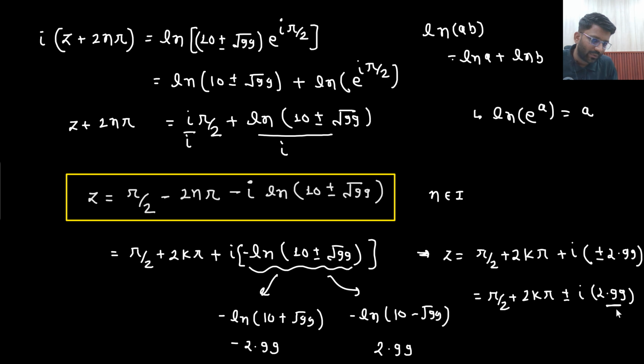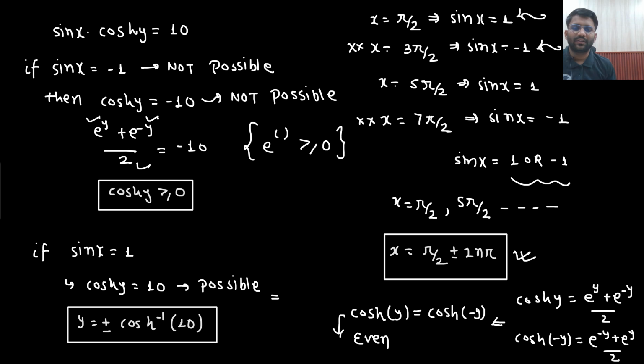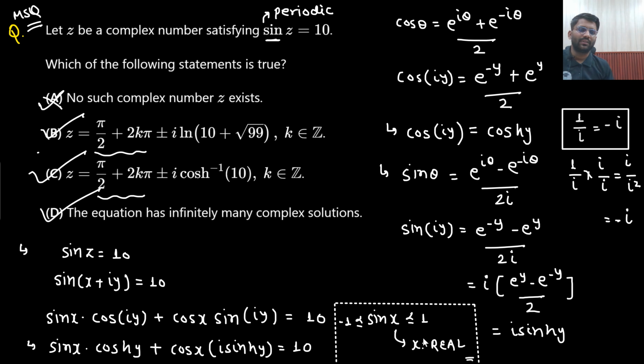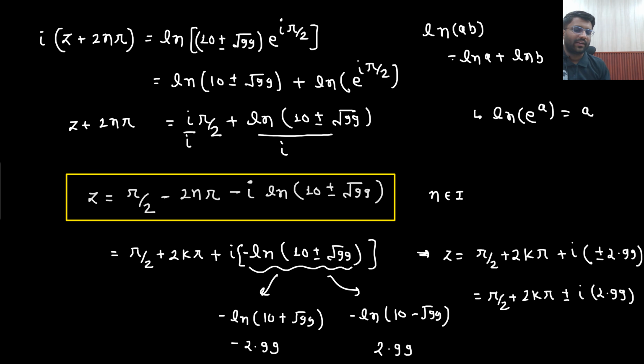So in place of this 2.99, what can you replace? In place of this 2.99, you can replace ln tan plus under root 99. Is that the option? Yes, sir, that is the option. Here you will replace ln tan plus under root 99. So yes or no? You will get the same option.